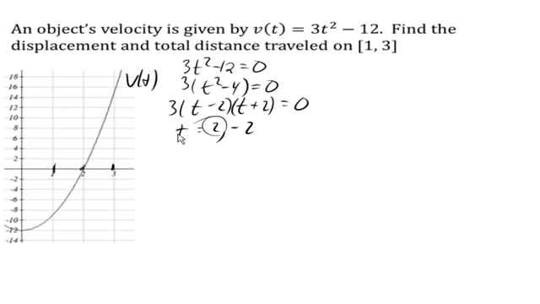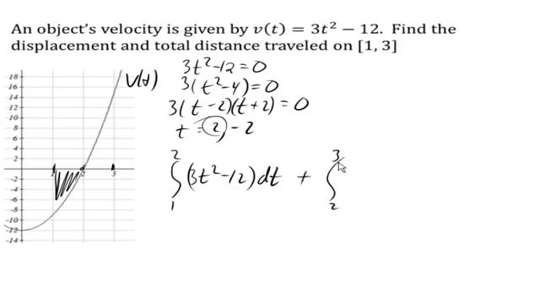So now, to find the total distance traveled, we're going to separately find how far we move here. So we're going to integrate from 1 to 2, the velocity function. And then separately, we're going to integrate from 2 to 3, the velocity function. Now, this integral from 2 to 3 is going to be positive because my velocity is positive, but this integral from 1 to 2 is going to be negative.